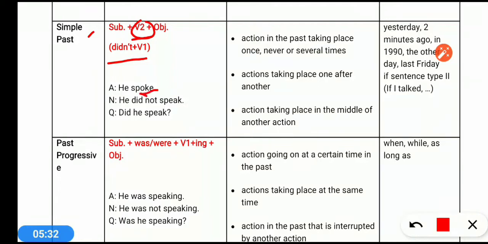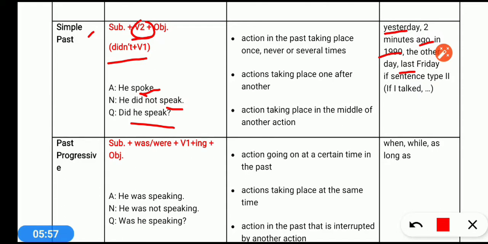Like he spoke, second form. He did not speak, first form. Did he speak? For making question we use first form. So past simple tense signal words: yesterday, ago, year and last. These four are the signal words for past simple. Verb is second form for telling past simple, negative did not plus first form.